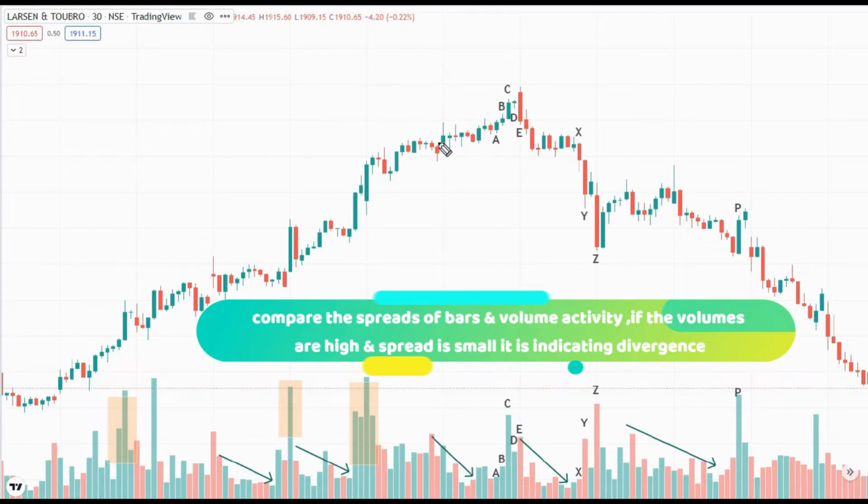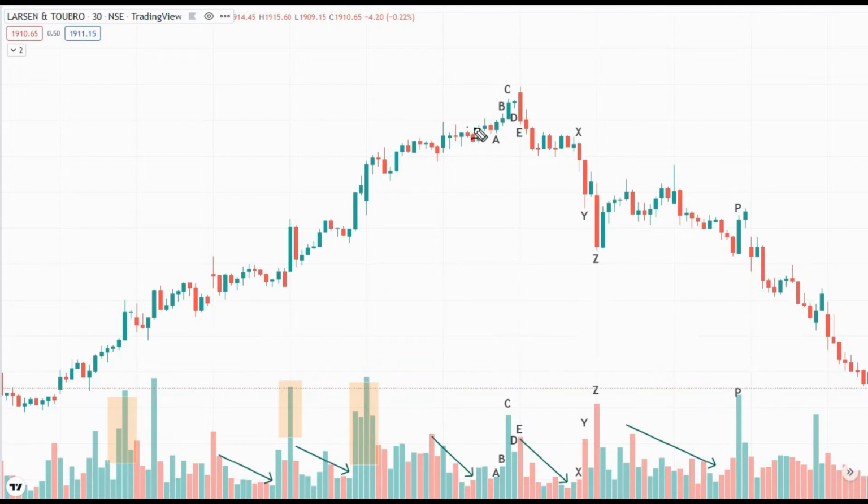Spread means the distance between the open and the close. Do remember that spread is the difference between the opening price and the closing price. It doesn't consider the highs and the lows. So what is happening after this huge volume? The price behavior didn't do much.